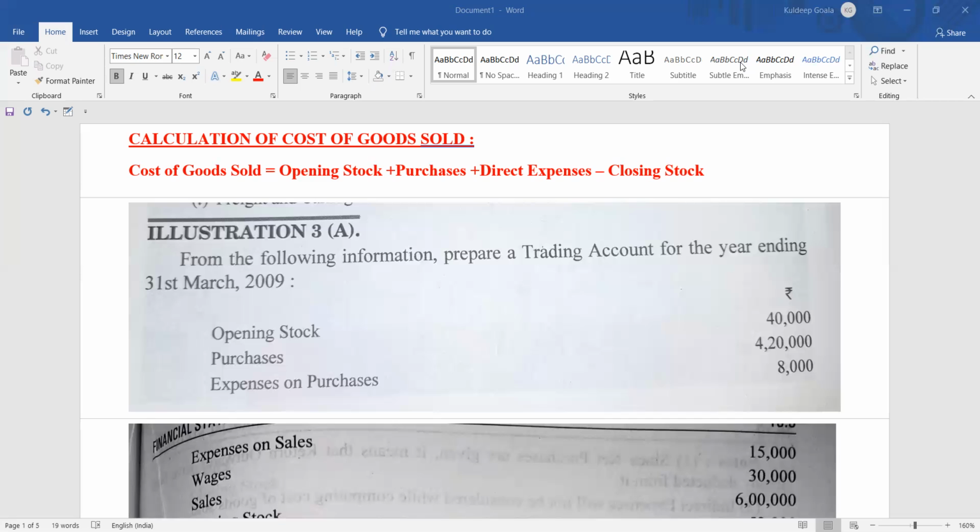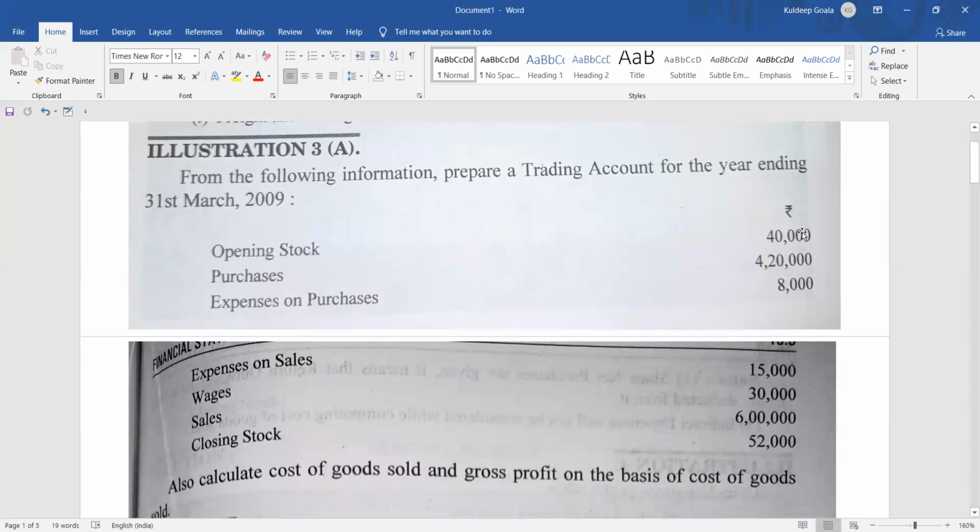Now coming to the example, let's take a sum. Here we have got a sum. From the following information, prepare a trading account for the year ending 31st of March 2009. The information has been given like this. Opening stock was 40,000. Purchases were 4,20,000. Expenses on purchase, that is direct expenses, 8,000. Expenses on sales, 15,000.